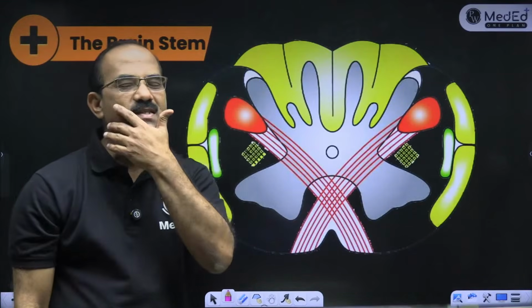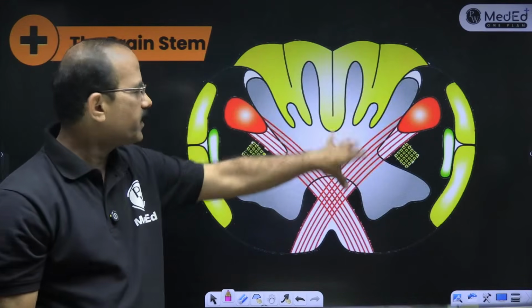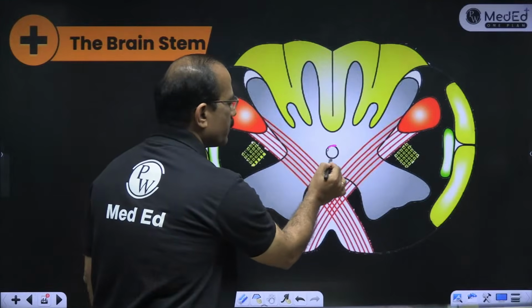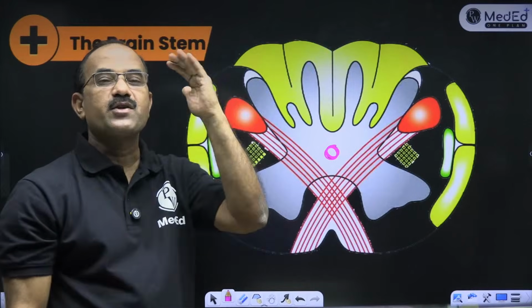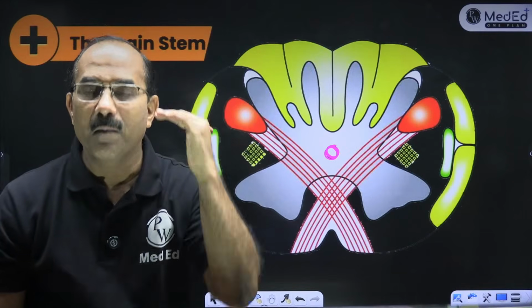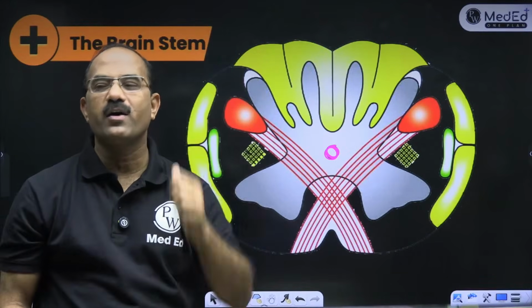Tell me, where is this section? Where is this section taken? What is this? ये कौन है? Central canal. So this is the section of the lower half of medulla.